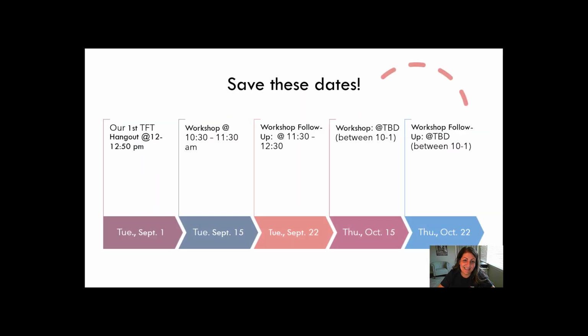Moving on is just information about dates that are upcoming, and we're asking you to save. Again, I'm going to be emailing you out a calendar, and this is going to look a little bit different in that email and easier to read. But September 1st is our first hangout, and then our workshops and workshop follow-ups are listed there also.